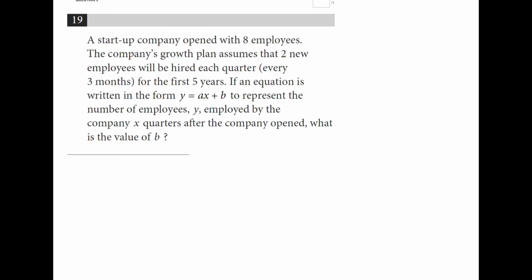So our startup company had 8 initial employees. That's going to be our B value because that's our startup. That's our starting initial value, our one time. And then there's a rate, 2 per quarter for the first 5 years. So we want to know how many quarters after the company opened. So that's every 3 months they hire 2.